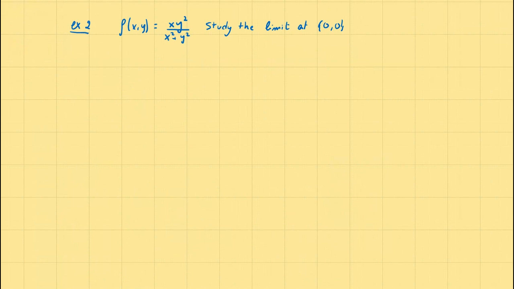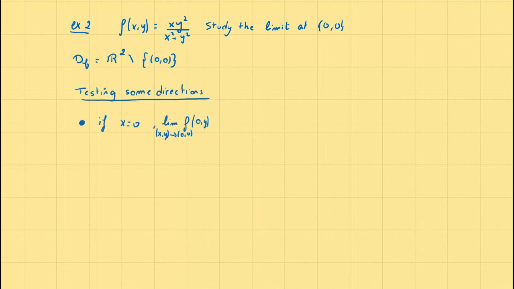Let's go now for the second example. f of x,y equals x y^2 over (x^2 + y^2). So we need also to study the limit at the point (0,0), which is a point that is not in the domain. So again, we'll start by trying some directions. Let's try at the beginning x equals 0. So it will be the limit of f of (0,y). You replace x by 0, you'll have 0 over y^2. So that's equal to 0.